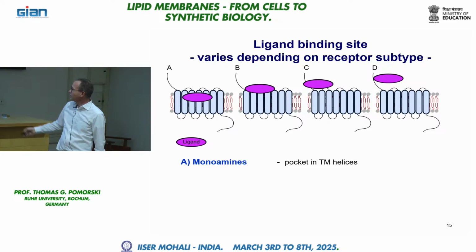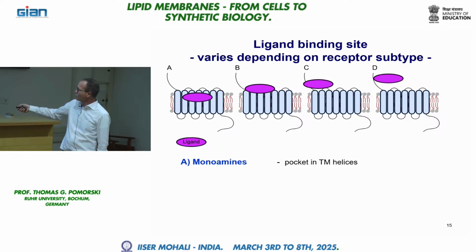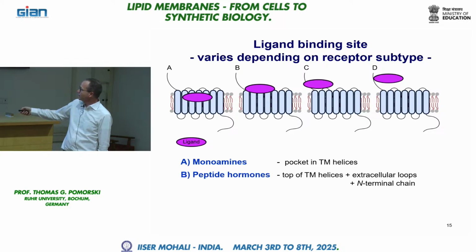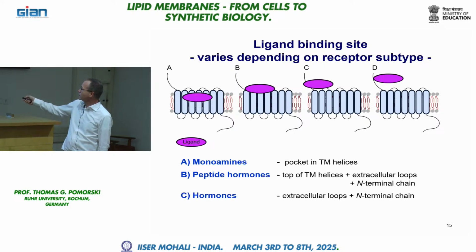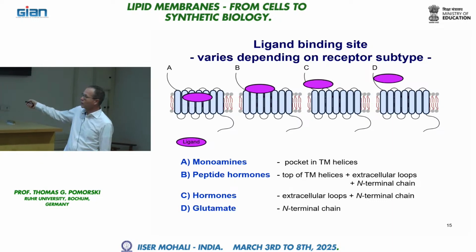That depends on the ligand. If you have a receptor that recognizes monoamines, then the binding pocket is like that. If it's a peptide hormone, the binding pocket is located more like that. If it's a hormone receptor, often the binding pocket is located like that. And then you have, for instance, even receptors for glutamate.